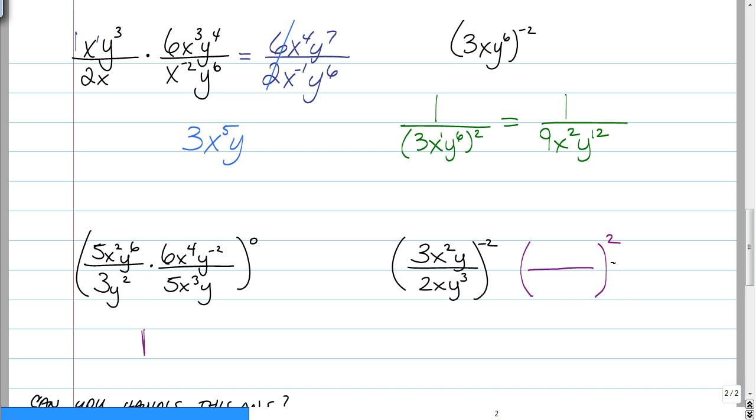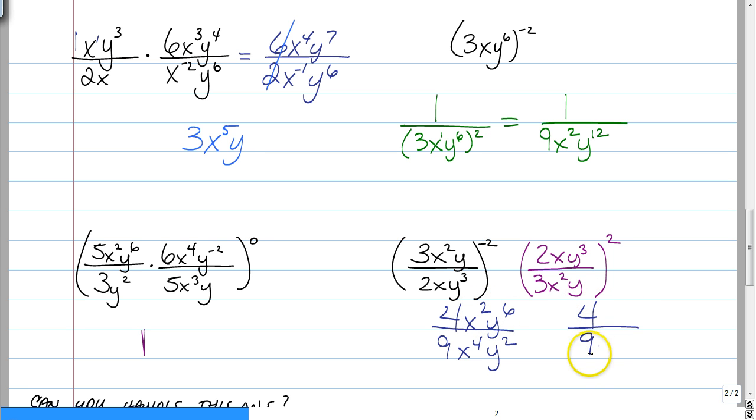Pause the video and try that one on your own. The 2xy cubed now is on top. The 3x squared y is now on the bottom. So you're squaring everything inside. So that's going to turn into a 4x squared y to the 6th over 9x to the 4th y squared. More x's on the bottom. So 4 minus 2 is 2. More y's on top. 6 minus 2 is 4. And you're done.